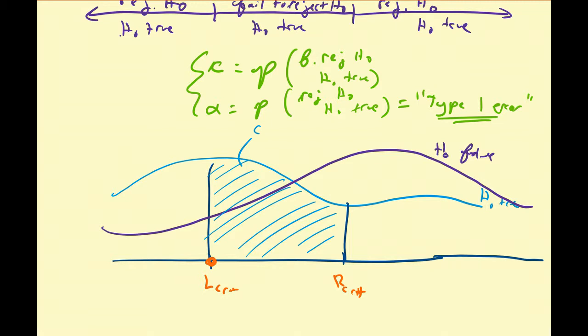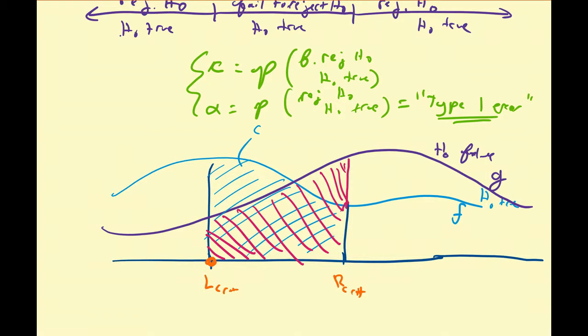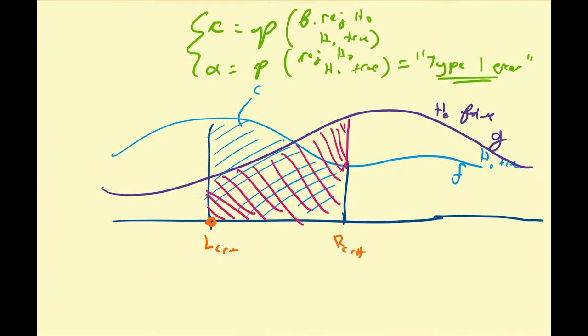So let us consider the area between L crit and R crit, but with respect to the purple distribution, namely the area under the purple curve between L crit and R crit. If we denote this curve as F and this purple curve as G, then this blue region C is equal to the integral from L crit to R crit under F. And this red region here is equal to the integral from L crit to R crit under G.